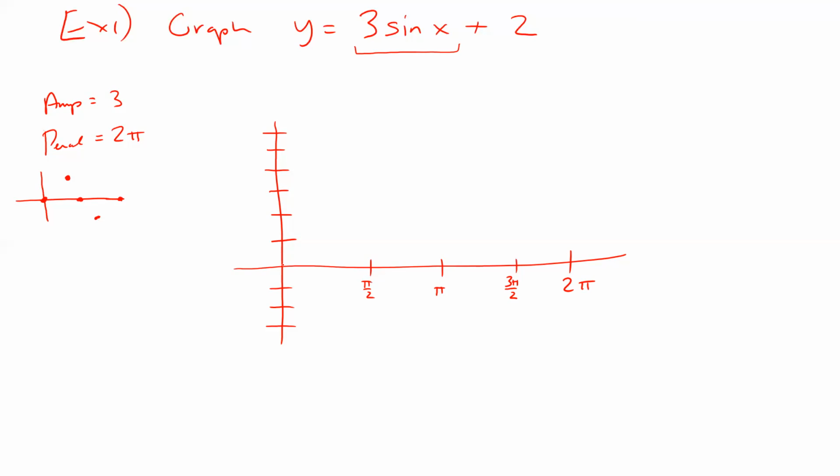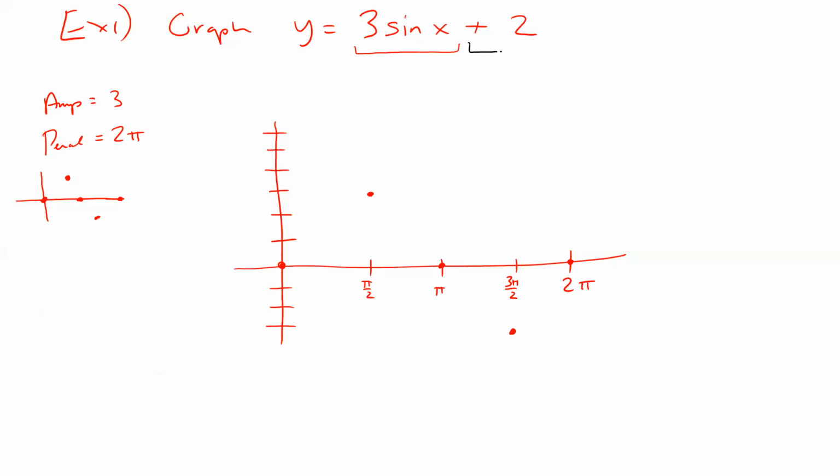So initial dots, are we ready? 0, 0, still starting. By the time we get to pi over 2, we're up to 3. At pi, we're at 0. At 3 pi over 2, we're at -3, and we're back to 0. I'm not going to connect those points at all. Those are just initial points for me to have a reference. All right, and what am I going to do to these guys? Shift them all up 2.